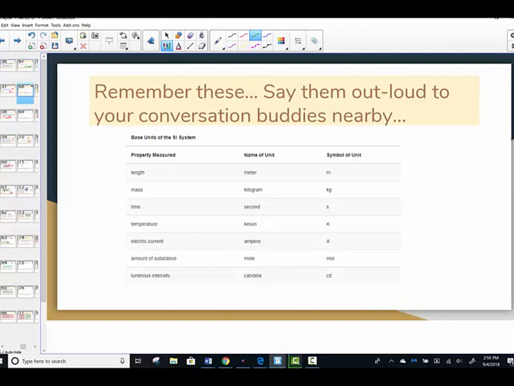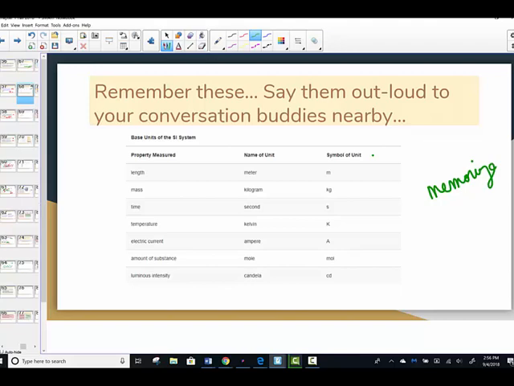Here's a chart that I'd like to look at with you very carefully. We have in the first column the measured amount of substance. What property are we being measured? Length, mass, time, temperature. These are all measurable properties. The name of the unit is the base unit that will measure that property in, and then we'll see the symbol in column 3. Work to memorize the base units for each of these measured properties.